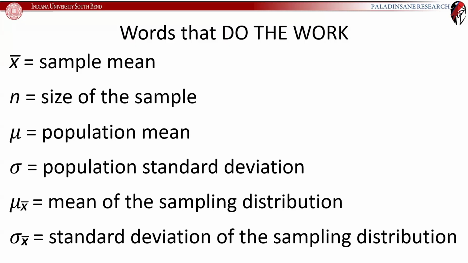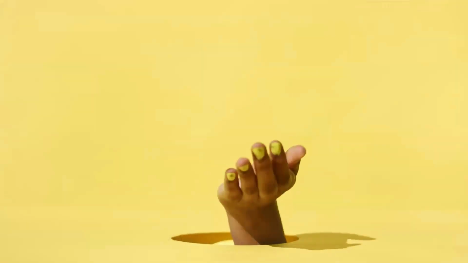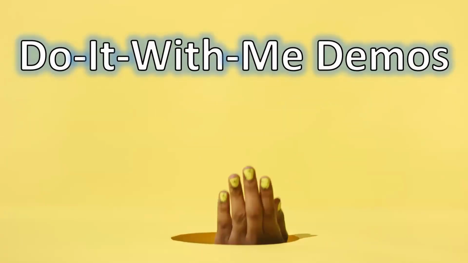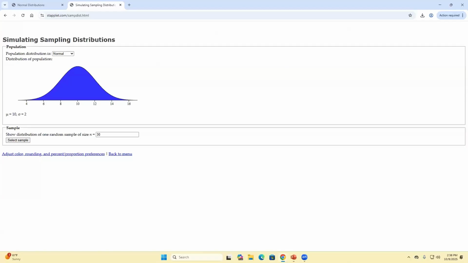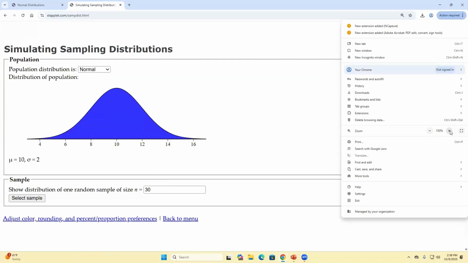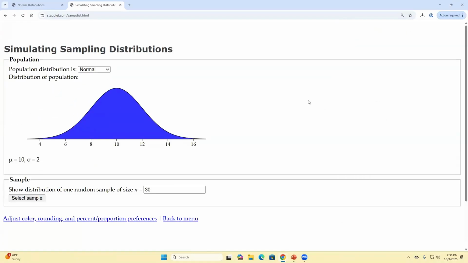So this is a good time to start off on the Do It With Me demos. So we're going to go now to the Staplet. That is the Simulating Sampling Distributions Staplet. So if you haven't opened that up yet, I encourage you to open it up so that you can do this along with me. And what this is going to do is first off, we're going to use it to illustrate these terms. And then we're going to use it to illustrate the relationship between the three distributions. So right now we only have one distribution up there.